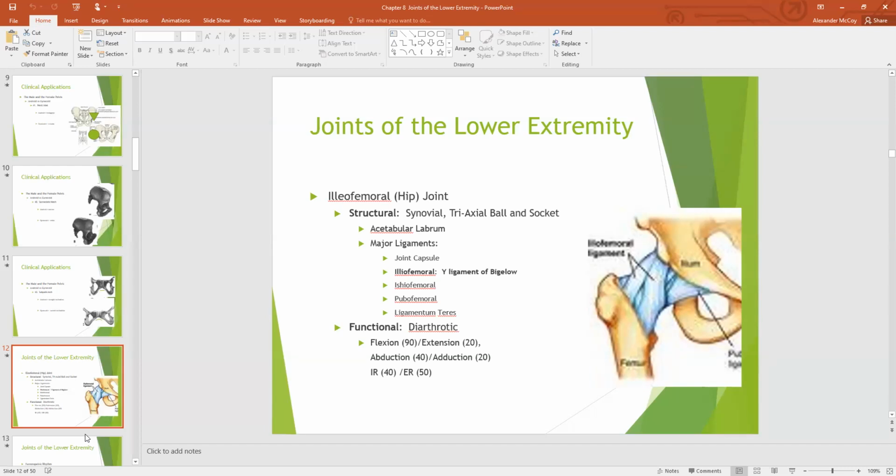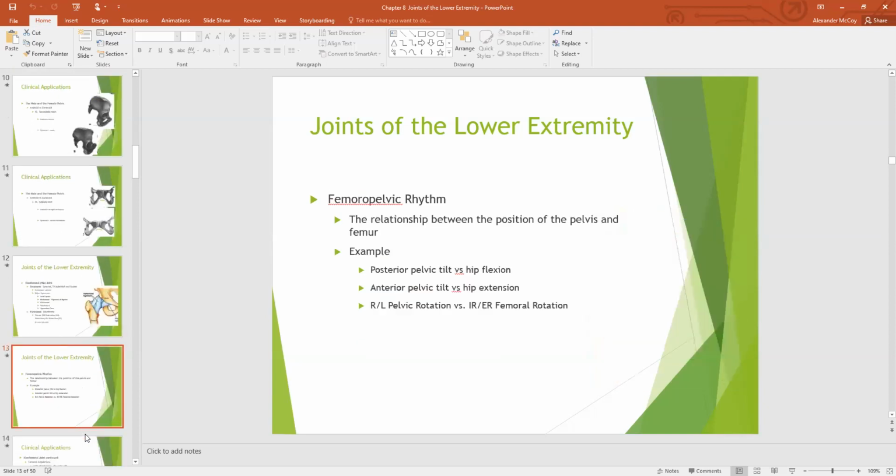Functionally diarthrotic, because look at how much flexion, extension, abduction, adduction, all the movements we have available to us in this beautiful joint. Now, we've talked about the lumbar sacral rhythm. This is going to kind of take off of this again, the femoral pelvic rhythm as the position of the pelvis in relation to the femur. So with that lumbar sacral rhythm, that was the low back and with the pelvis. Now there's a relationship between the pelvis and the lower leg, the femur.